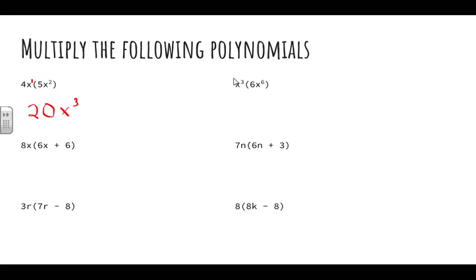Here we have x to the third times 6x to the 6th power. This does not have a coefficient, so actually, you could say that it has a coefficient of 1. So 1 times 6 is 6. x to the third times x to the 6th would be x to the 9th because you add 3 and 6. Coming down here, 8x times 6x plus 6. We would first multiply 8x times 6x, and we would get 48x squared. Then you would multiply 8x times 6, and you would get 48x.